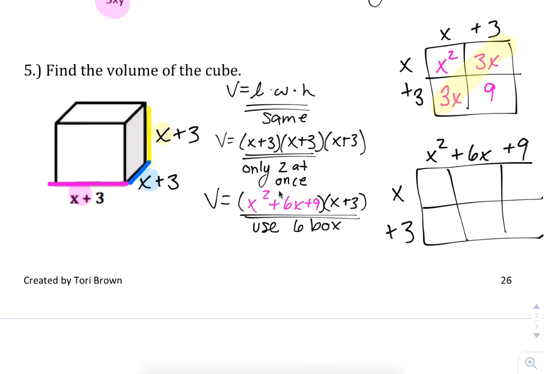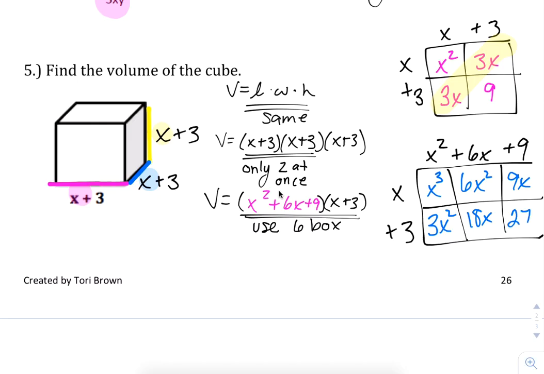I'm going to change colors so you know which one I'm using, and I'm going to start filling in my boxes. This one's x to the third, x times x squared. x times 6x makes 6x squared. x times 9 is 9x. If you need to pause it and go a little bit slower, you can. Bottom row, 3 times x squared is 3x squared. 3 times 6x is 18x. 3 times 9 is 27.